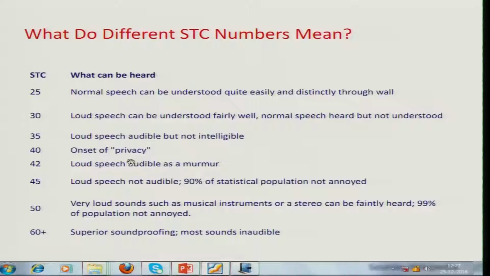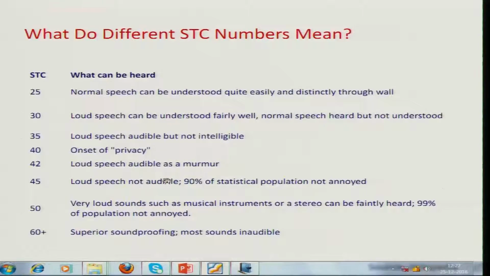If STC is 50, then very loud sounds such as musical instruments or stereo can be faintly heard, but 99% of the population does not get annoyed even with these small faint sounds. So, this is the meaning of STC. Based on your application, you can say, I want a partition with a 45 STC rating, if you want that even loud speech should not be audible. So, this is based on requirement.